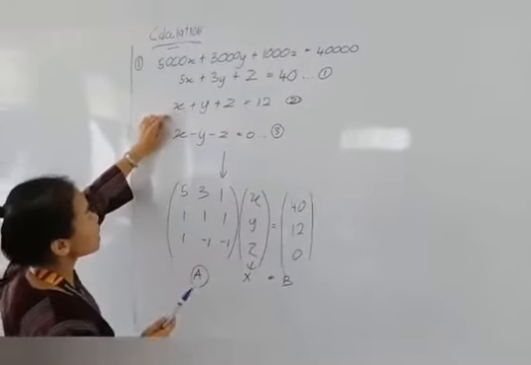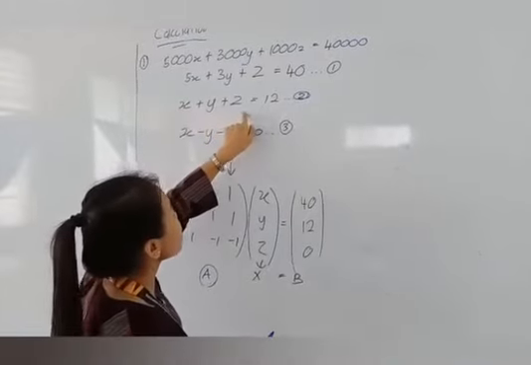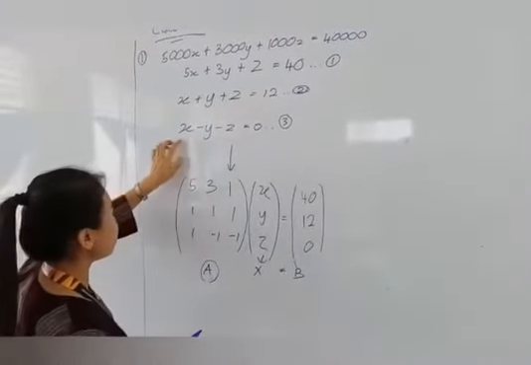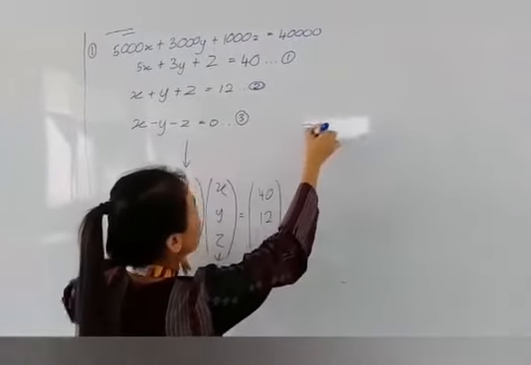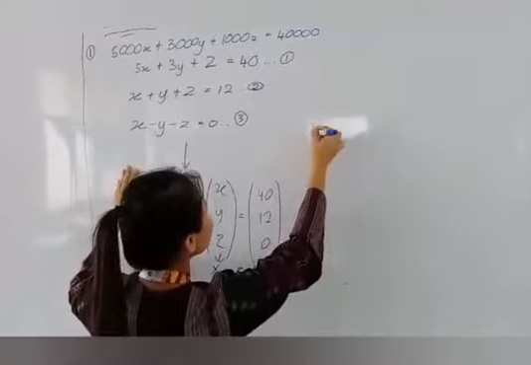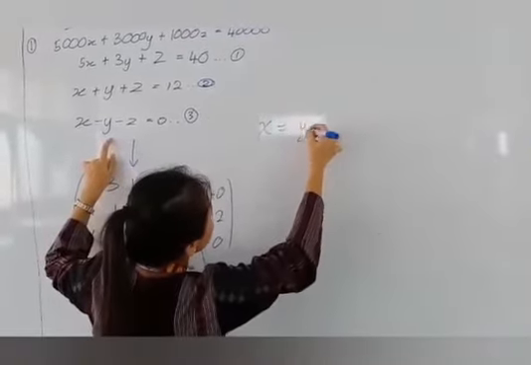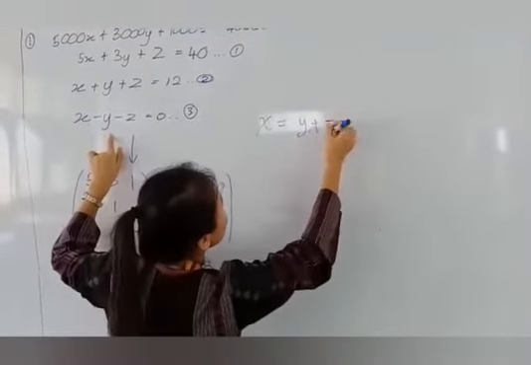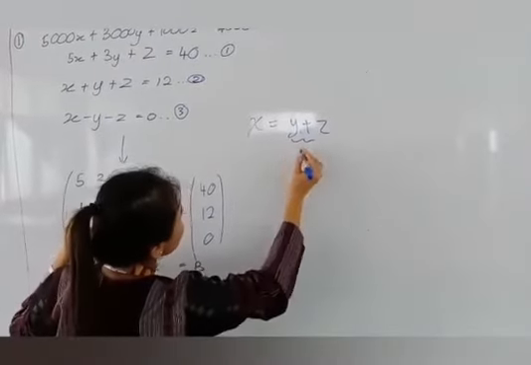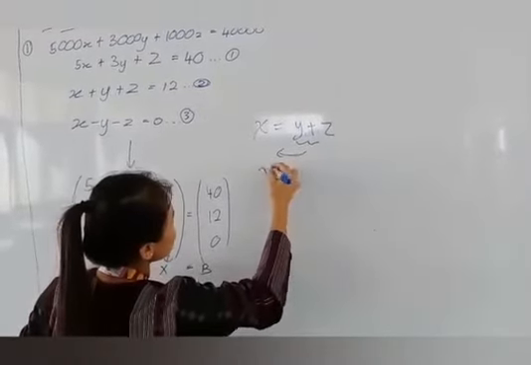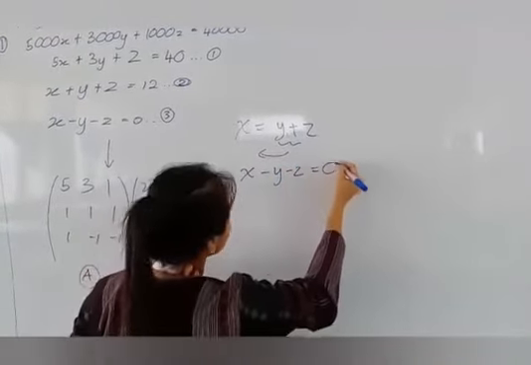And for the second equation, we get that all the matches total 12. And for the third equation, we get that the number of wins is the sum of the number of losses and draws. So we move these two to the left side, making it x minus y minus z equal to 0.